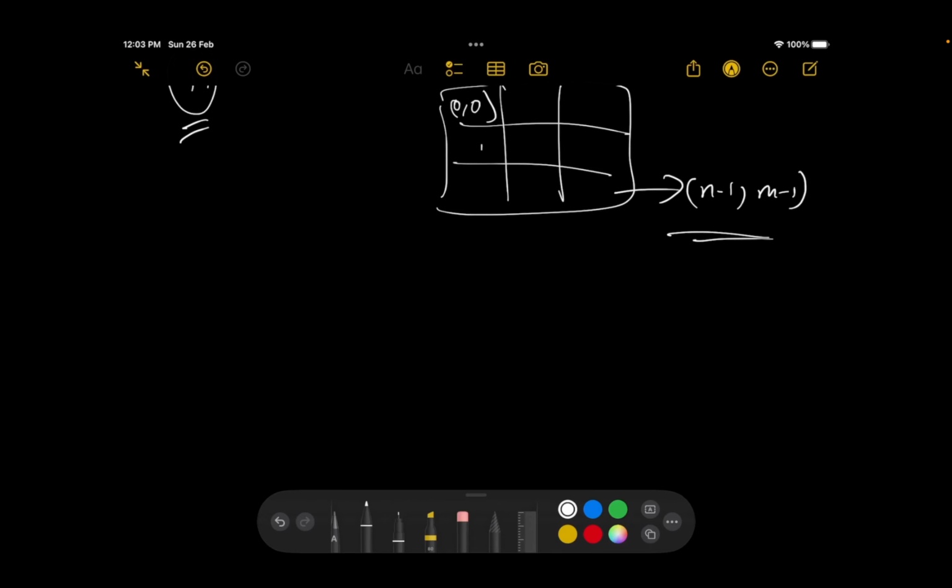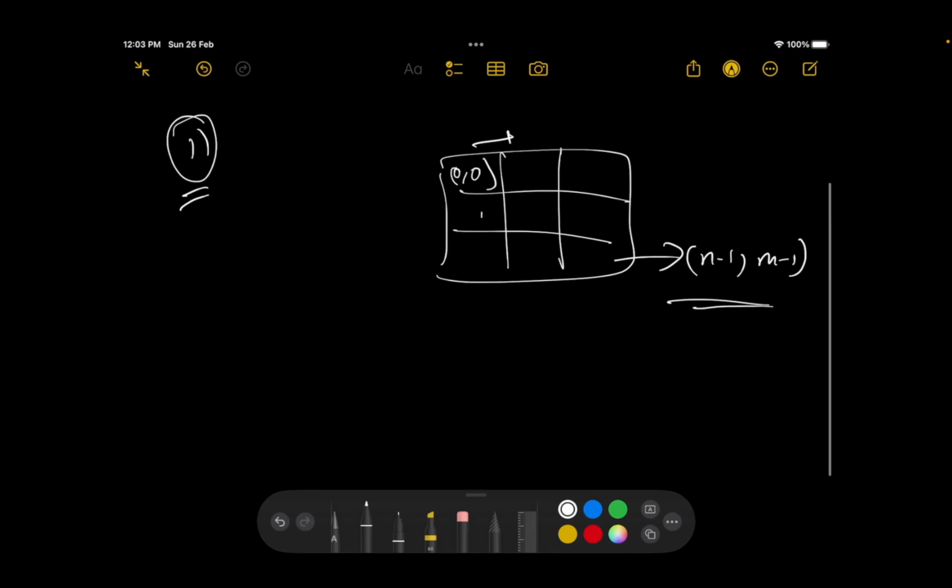The only case wherein this kind of scenario would happen is if, standing at 0, 0, the cell to my right, which is 0, 1, and the cell beneath me, that is 1, 0, both of these values are greater than 1. Only in that kind of scenario will I be blocked at 0, 0 itself, and I'll not be able to go to any other cell.